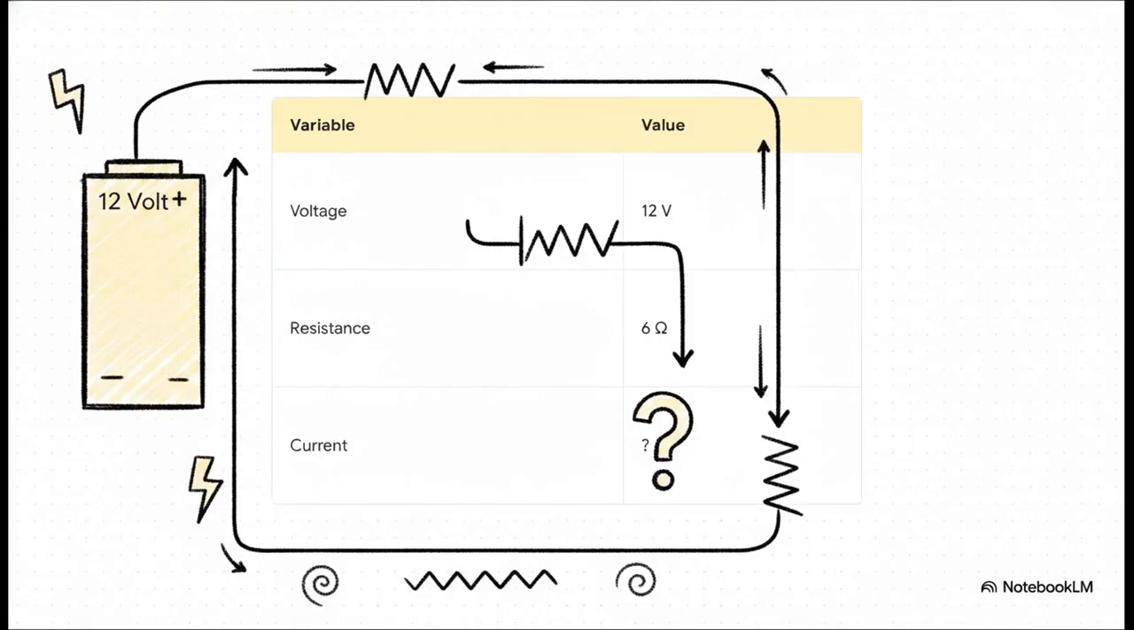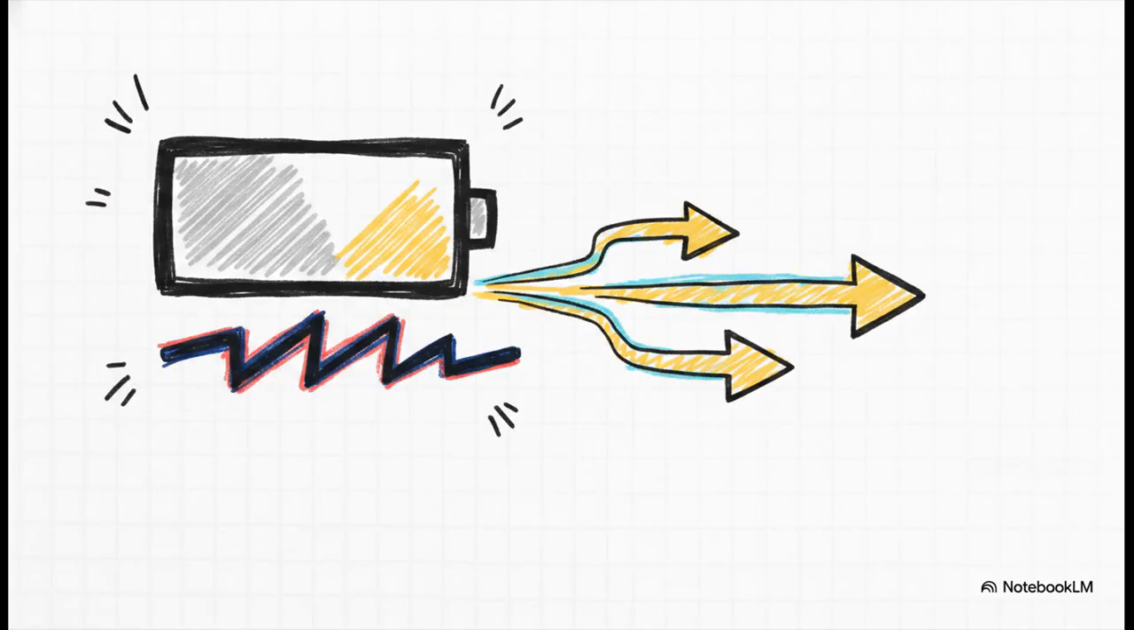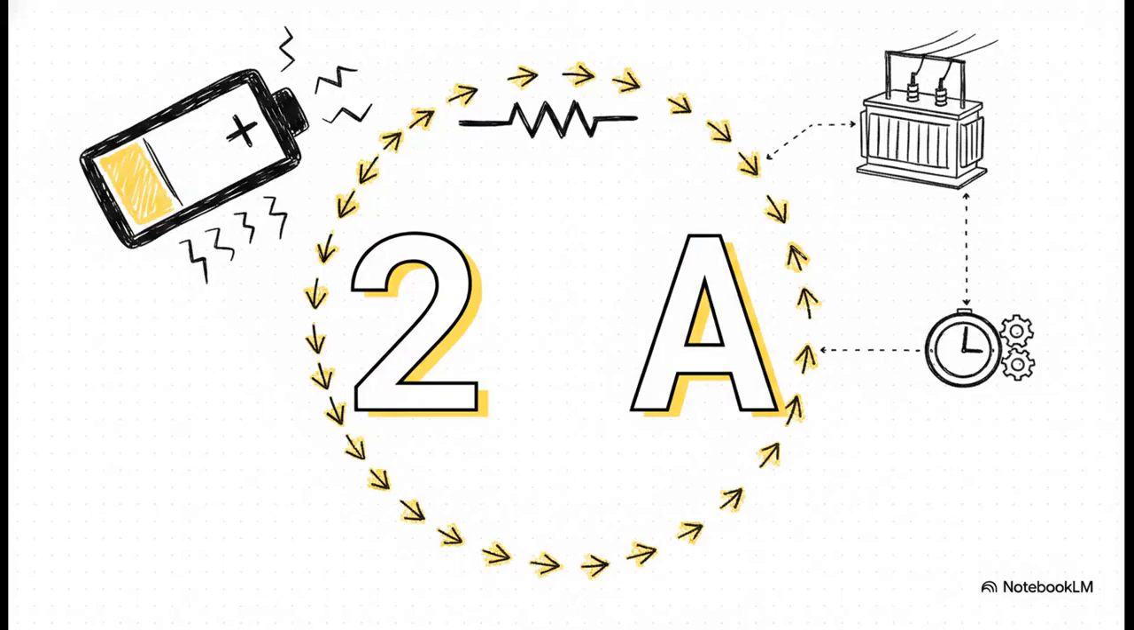Let's put some real numbers to this to see how it works. Say you hook up a standard 12-volt battery to a resistor that gives you 6 ohms of resistance. The big question is, how much current is actually going to flow through this setup? The math here is beautifully simple. By plugging these numbers into Ohm's law, we just divide the voltage by the resistance. So to find our current, we take our 12 volts of pressure and divide it by our 6 ohms of restriction. Boom! That calculation gives us exactly 2 amps.